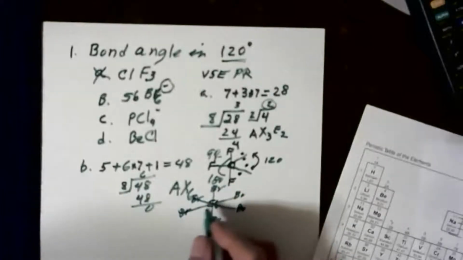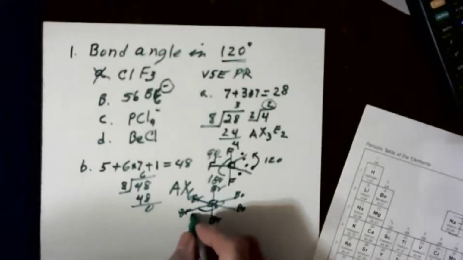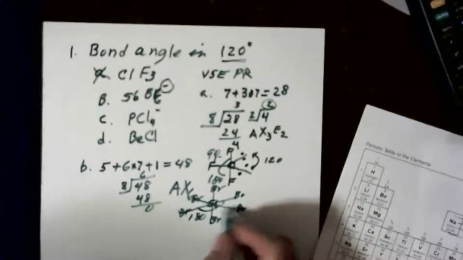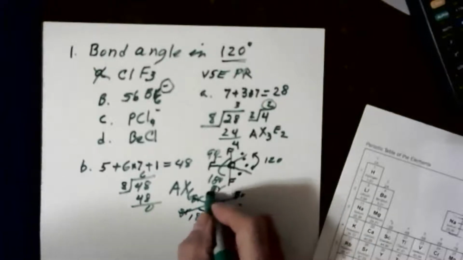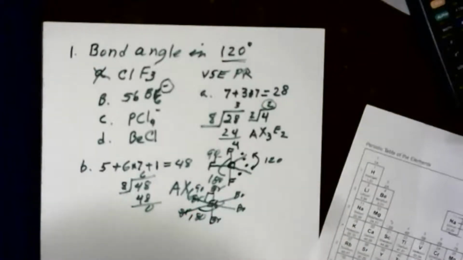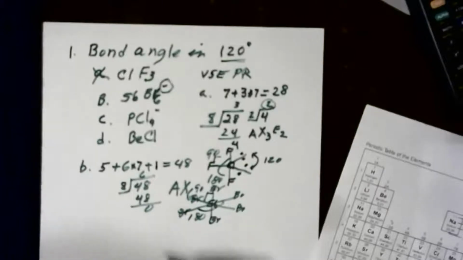Okay, and there's only 2 kinds of angles. There's a 180 degree angle, and then all the other angles, say here to here, that's 90 degrees. All of them are 90 and 180. There is no 120, so it's not B.